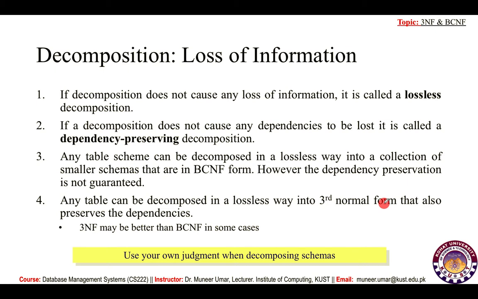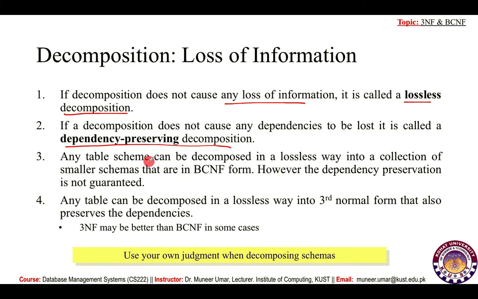Decomposition and loss of information. If decomposition does not cause any loss of information, then it is called lossless decomposition. It is possible that we may lose some data or some information in the database due to decomposition. So if there is no loss, then it is called lossless decomposition. If decomposition does not cause any dependencies to be lost, then it is called dependency preserving decomposition. Second thing is, if we decompose a table into multiple tables and the dependencies still exist in the new tables, then that decomposition is called dependency preserving decomposition.